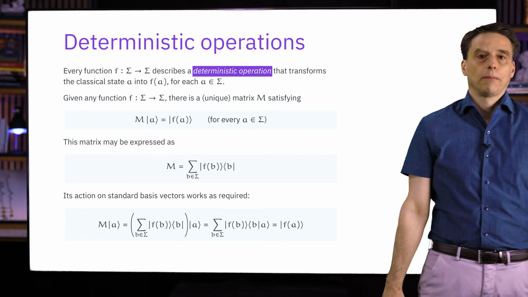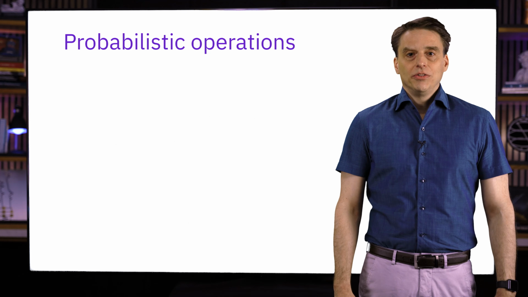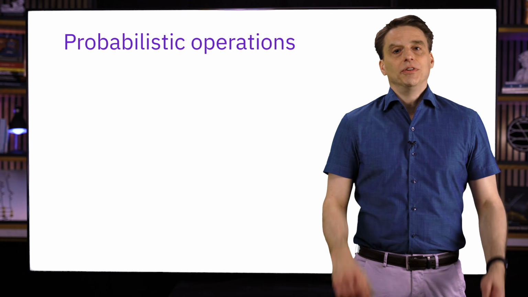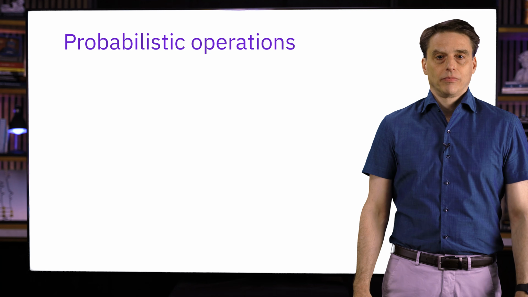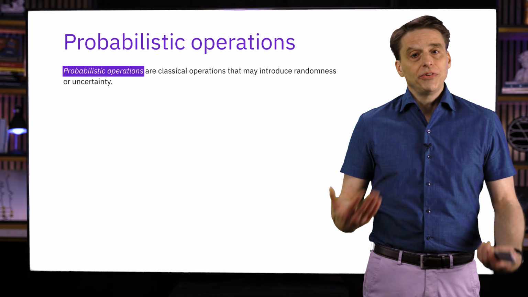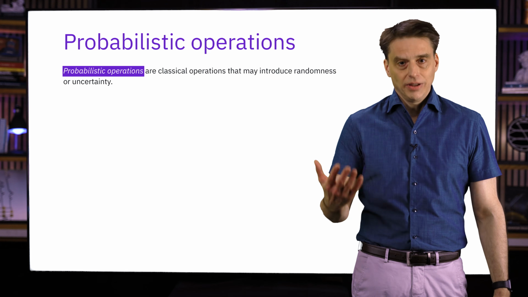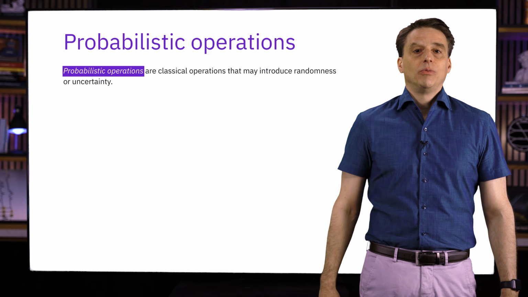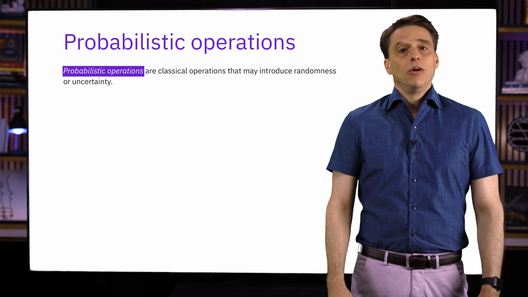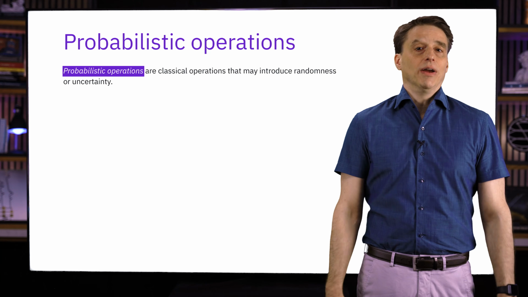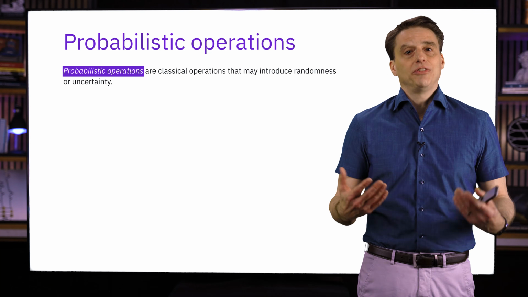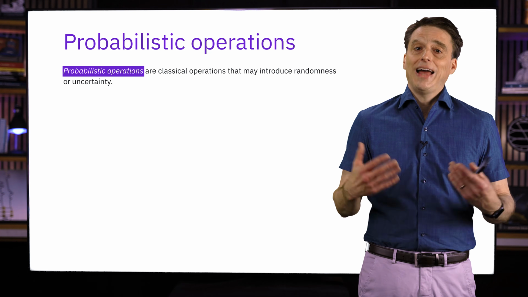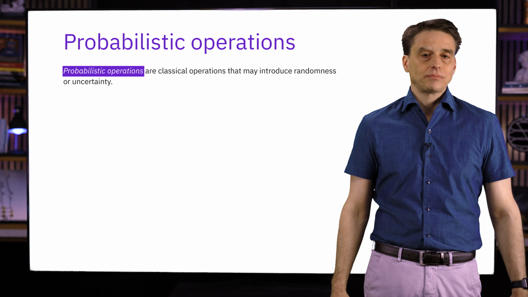In addition to deterministic operations, we also have operations that themselves introduce randomness or uncertainty about the classical state of a system. We use the term probabilistic operation to mean operations like this. And to be precise, when we say probabilistic operation, we mean operations that might introduce randomness. So deterministic operations are actually a special case of probabilistic operations that just don't happen to introduce any randomness.